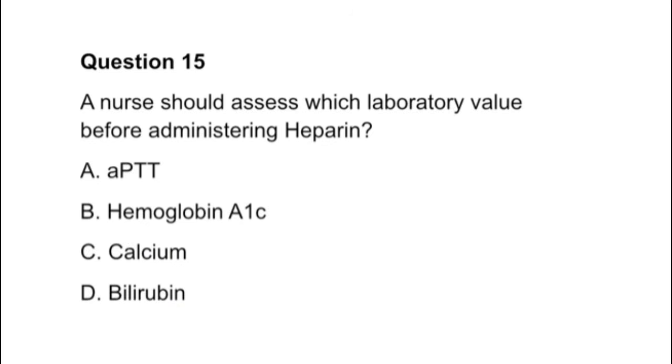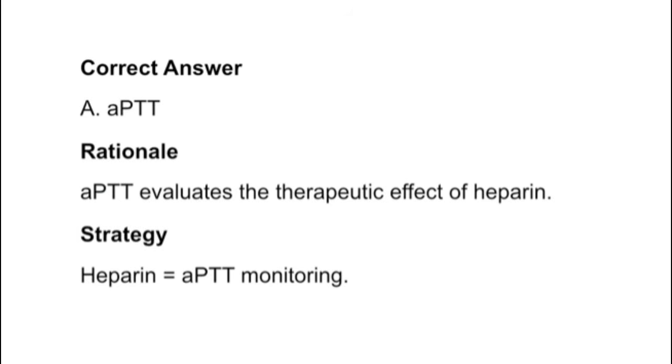Question 15. A nurse should assess which laboratory value before administering heparin. A. APTT. B. Hemoglobin A1C. C. Calcium. D. Bilirubin. Correct answer: A. APTT. Rationale. APTT evaluates the therapeutic effect of heparin. Strategy. Heparin equals APTT monitoring.